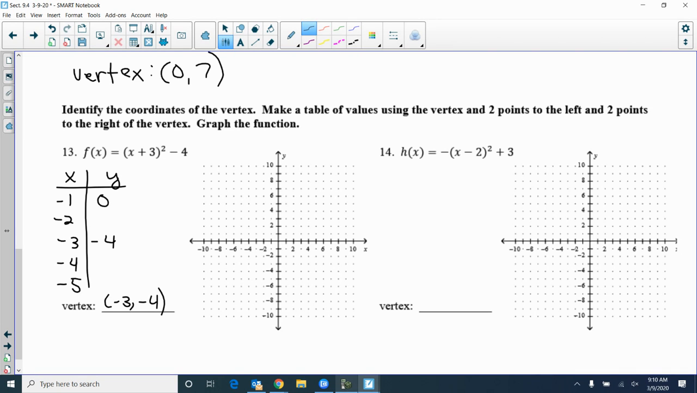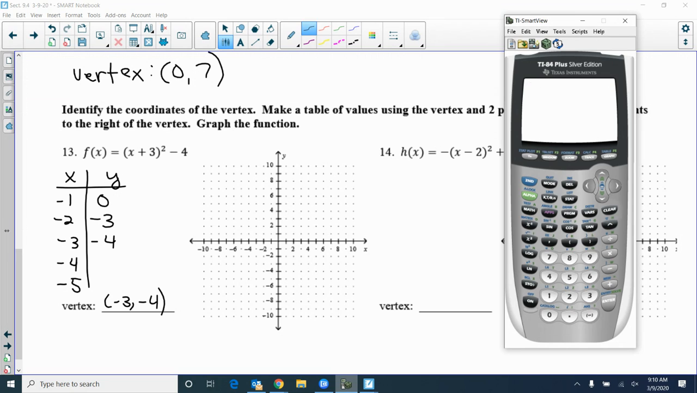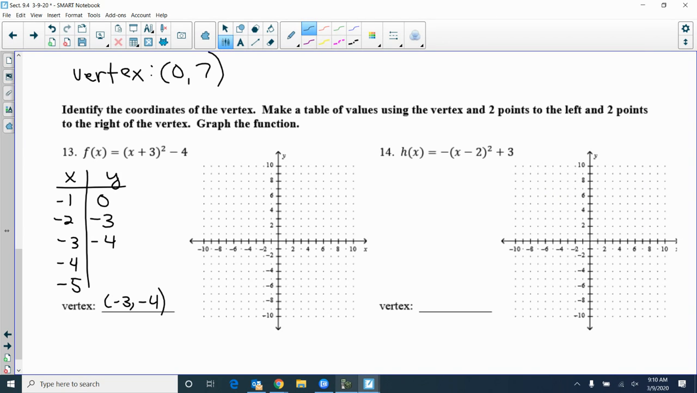All right, what do I get when I plug in -2? Angelina, you got that? It says -3. Okay, when you plug in -3, parentheses, -3 plus 3 squared minus 4, you should get back -4. All right, Emily, how about -4? What'd you get? -3. And Riley, did you plug in -5 yet? Yeah, 0. All right, let's plot all those points.